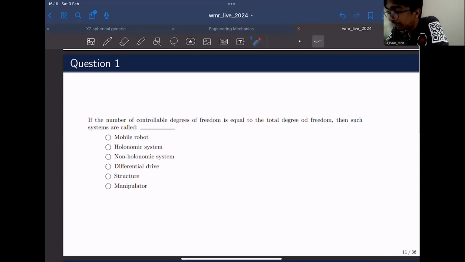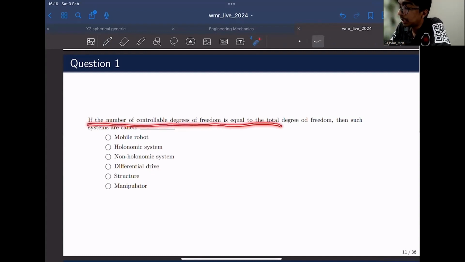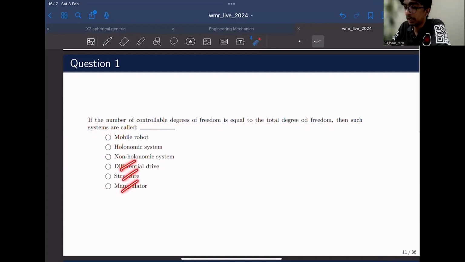So question one would be: if the number of controllable degrees of freedom is equal to the total degrees of freedom, then such systems are called: mobile robot, holonomic robot, non-holonomic system, differential drive, or structure manipulator. Which option is correct?